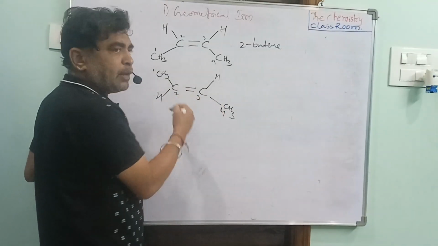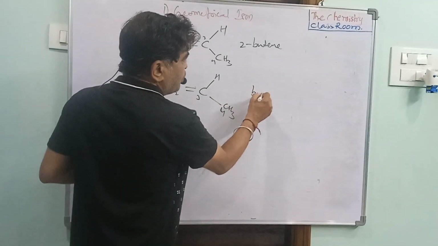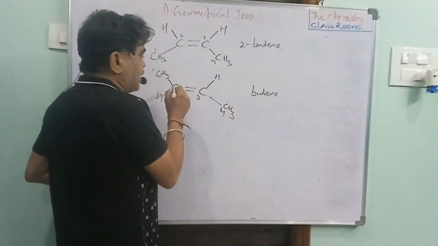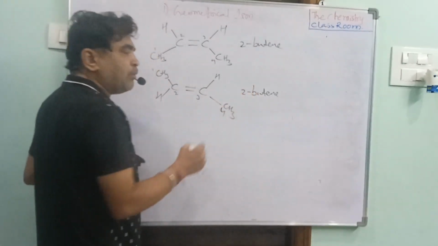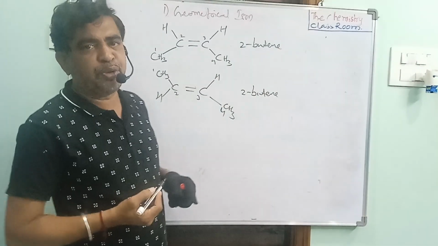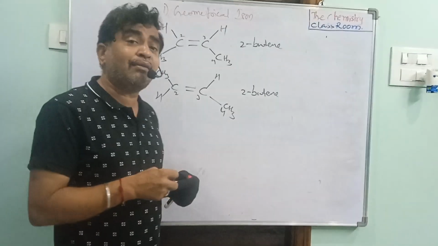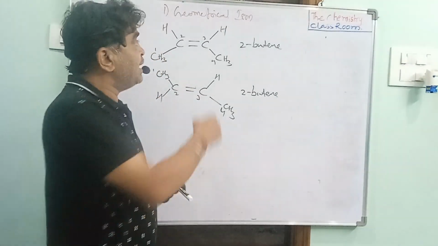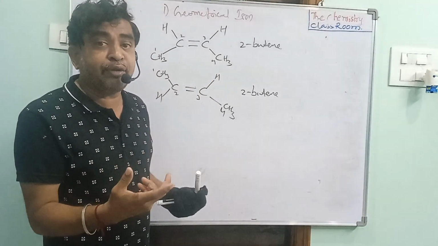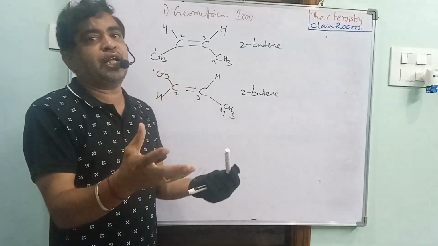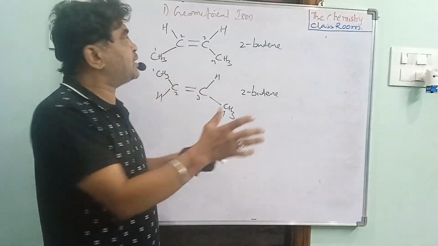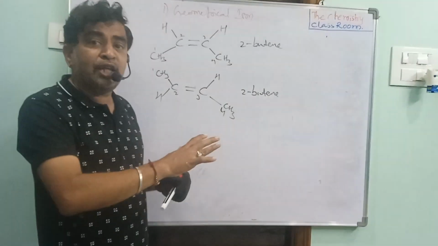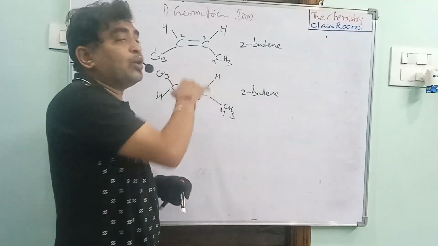Here we have one double bond, so it is an alkene, and a four-carbon alkene is butene. At the second carbon we have the double bond. So this compound is also 2-butene, but these two compounds are not the same. The two compounds are not identical. Why? Because they differ based on the spatial arrangement. This is stereoisomerism: the two differ in their stereo, spatial arrangement.